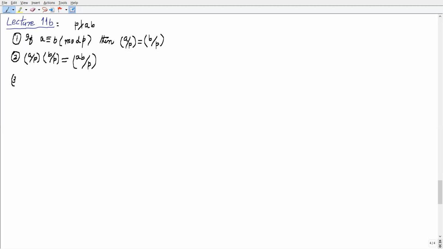And the third part states that the Legendre symbol of the square of any integer over an odd prime is always equal to 1. We have proved all the parts in the last lecture. So on the basis of these three statements, we can infer many things.